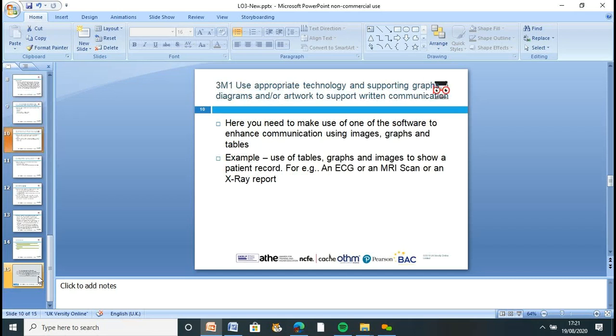Okay, so 3.2, we're going to communicate information using appropriate written styles and methods. Here, you're going to make use of one of the written styles and methods. You can either do a letter, an email, a formal report like a patient record, or an informal report like a prescription. There are some examples on Moodle of letters and emails which will help when you're working on this question, just how to format it and base it.